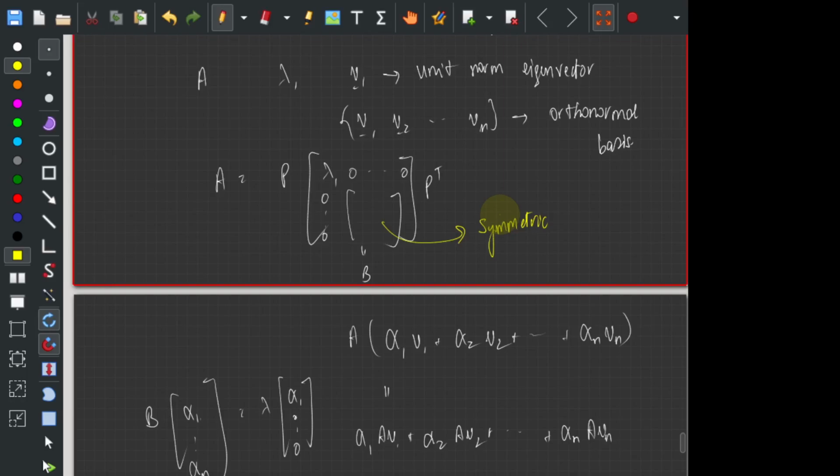What does our induction hypothesis say? n minus 1 by n minus 1 symmetric submatrices are orthogonally diagonalizable. So I can write this as some orthogonal matrix U times D times U transpose. Taking that out, the product of two orthogonal matrices is also orthogonal, right? And therefore this is some P bar times D times P bar transpose.